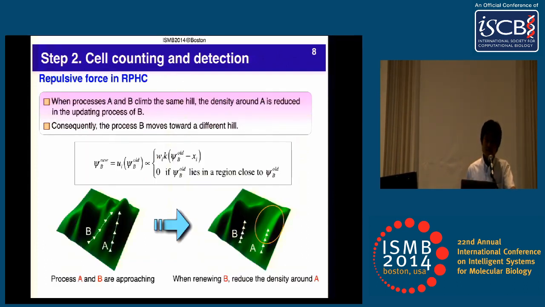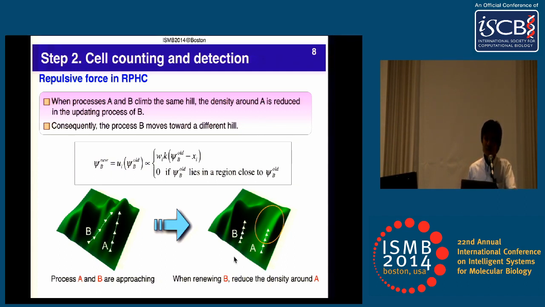And this is the definition of the repulsion force. Suppose processes A and B are now climbing the same hill, then we remove the kernel density function around A from the updating process of the current position of B. In this way, the kernel density function for process B is shielded.